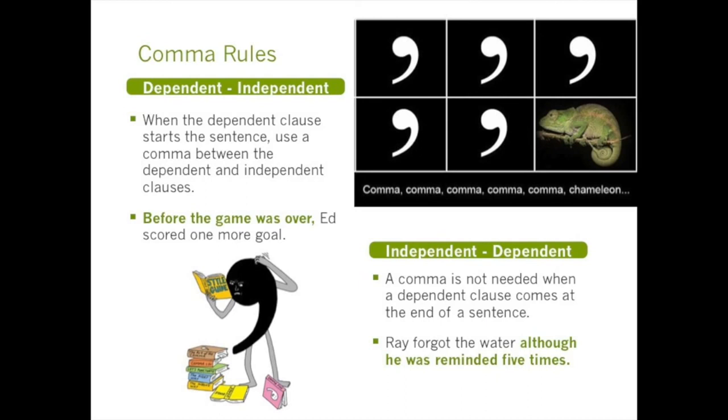However, there is a difference if you start the sentence with the independent clause and end with the dependent clause. A comma is not needed when the dependent clause comes at the end of the sentence. Let's look at the example. Ray forgot the water although he was reminded 5 times. We have the subordinating conjunction although, which shows us that although he was reminded 5 times is a dependent clause. Since that clause comes at the end of the sentence, we will not use a comma between the independent and dependent clauses.